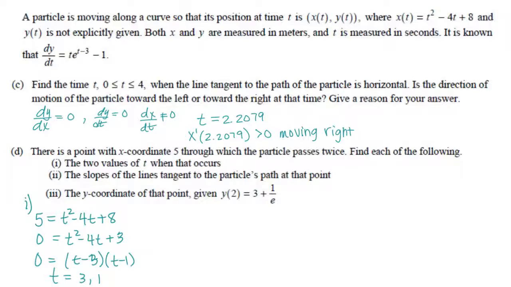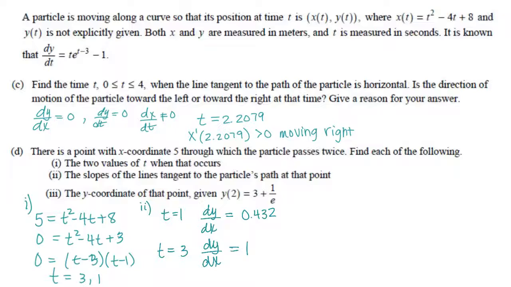And then it says the slopes of the lines tangent to the particle's path at that point. So it wants us to go back and find the slope at 1 and our slope at 3. So let's go back and find our slope at time t equals 1. This is for the second one. At time t equals 1, our dy/dx is going to be equal to 0.432. And then at time t equals 3, our dy/dx is going to be equal to 1.